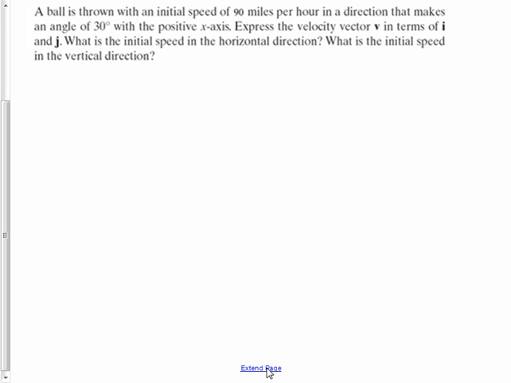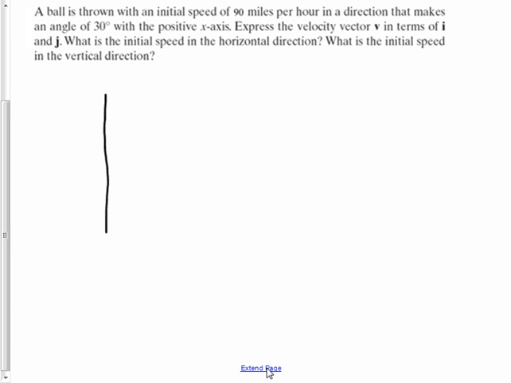It says a ball is thrown at an initial speed of 90 miles per hour. So there's our magnitude, in a direction that makes an angle of 30 degrees with the positive x-axis. So we have our magnitude and we have our direction. What I would do in this case every single time is I would just draw a picture.